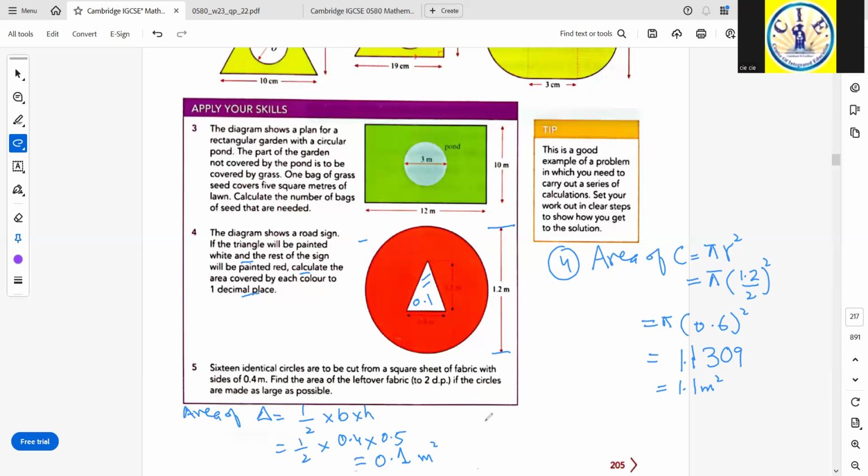Okay. So the red portion, that will be 1.1, and from this we need to subtract this white portion 0.1. So the answer is 1.0 meter squares. This is for the red portion and this is for the triangular or the white portion, this one. And this is 1.0 meter squares. Okay, that completes question number 4.